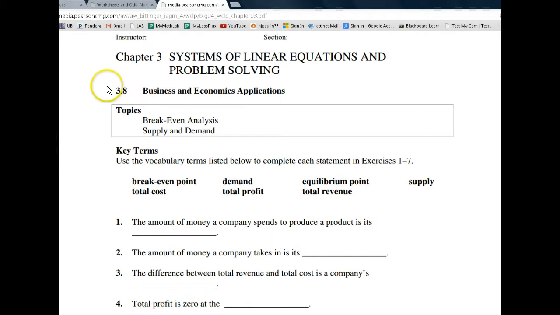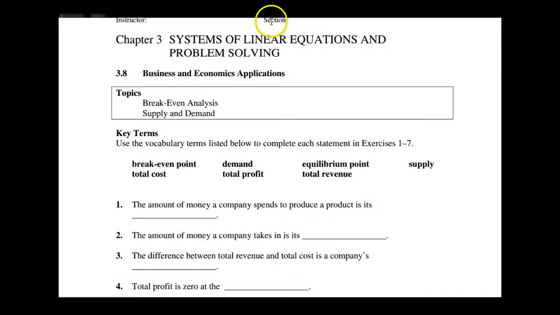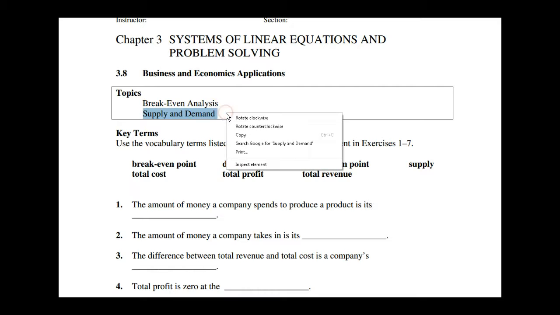Okay, we're going on now to topic 3.8, additional exercises. And I see I need to trim this a little bit. Yes, that's better. So, again, section 3.8, business and economics applications. We just did these in the PowerPoint, break-even analysis and supply and demand.